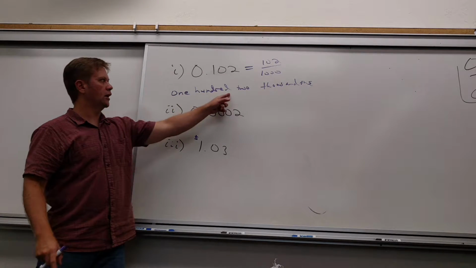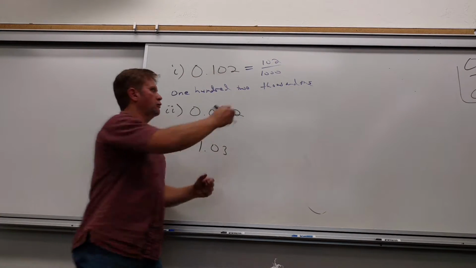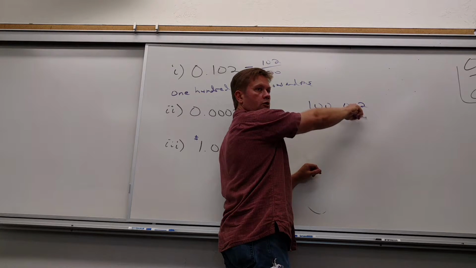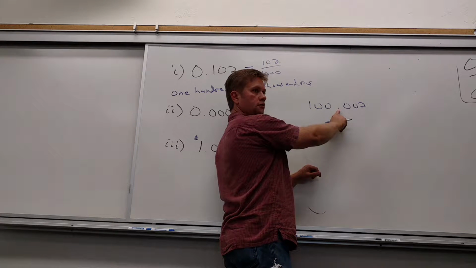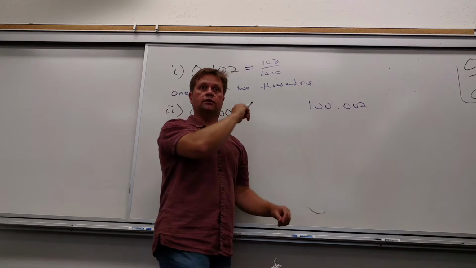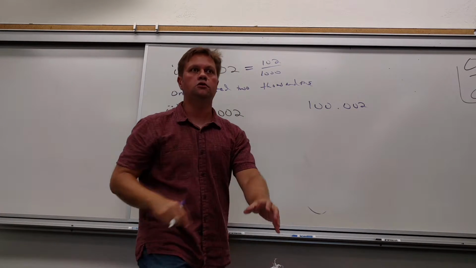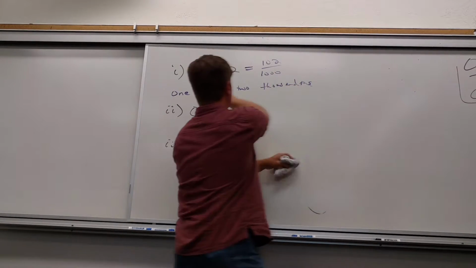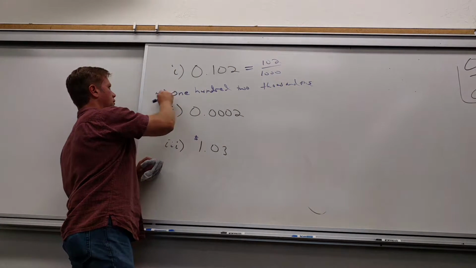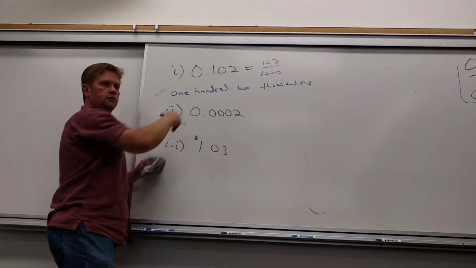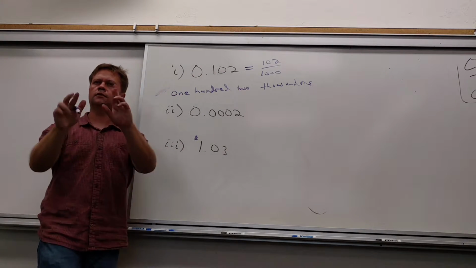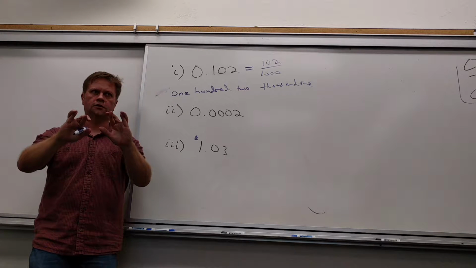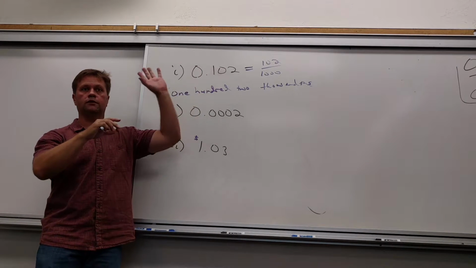So notice I didn't say 100 and 2 thousandths, because that's not what I meant. It would mean 100 and 2 thousandths. So I don't want to use the word and, because that's where the decimal is. There is no and in here at all, because it wouldn't make any sense. You guys see that? Be careful with the word and. It denotes where the decimal is, so it changes totally if you use it in the wrong place.